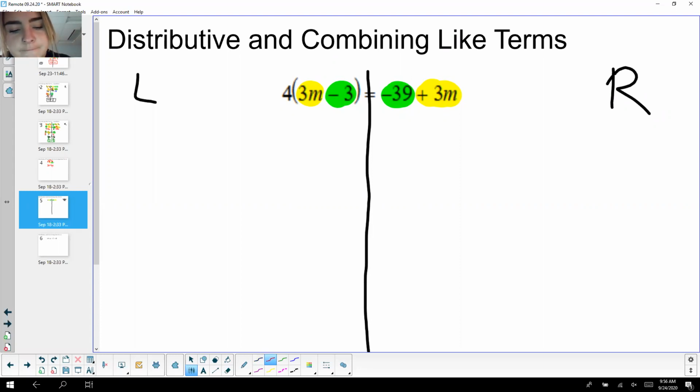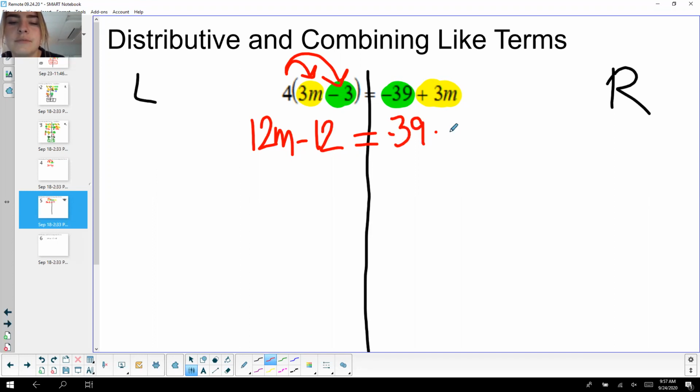So I'm going to go ahead and take 4 times 3m, which is going to give me 12m. So again, whenever you see a number in front of parentheses, you're multiplying it to those terms inside. And I've got 4 times negative 3, which is negative 12, equals, and then everything simplified on the left side. So then I can go ahead and look at the right side. Negative 39 plus 3m. I see 2 different types of terms. I cannot combine those. I cannot simplify. So I'm just going to go ahead and move them down. So I've got negative 39 plus 3m.